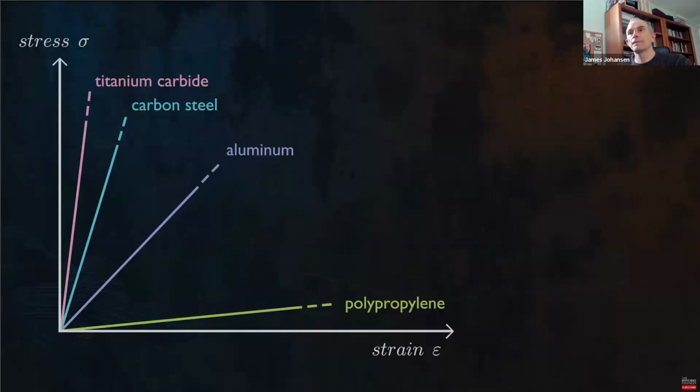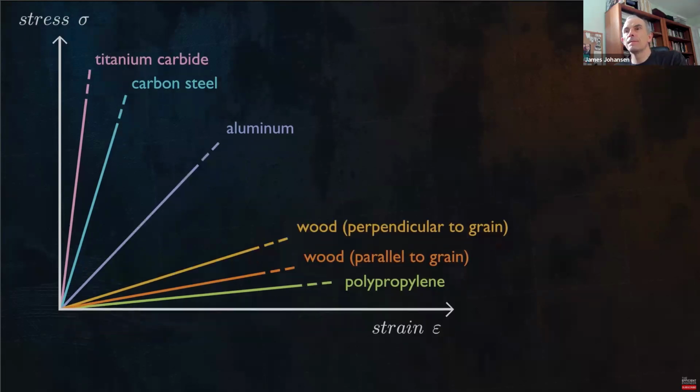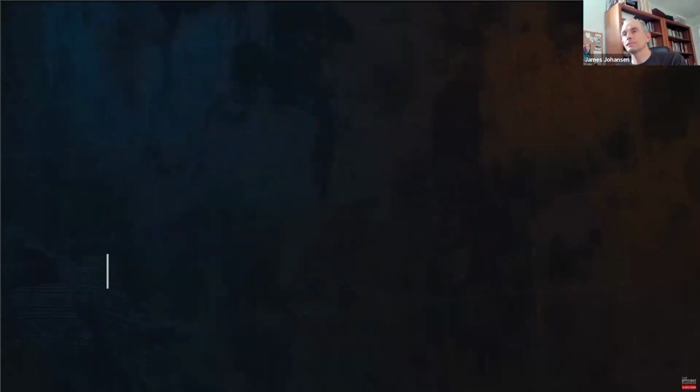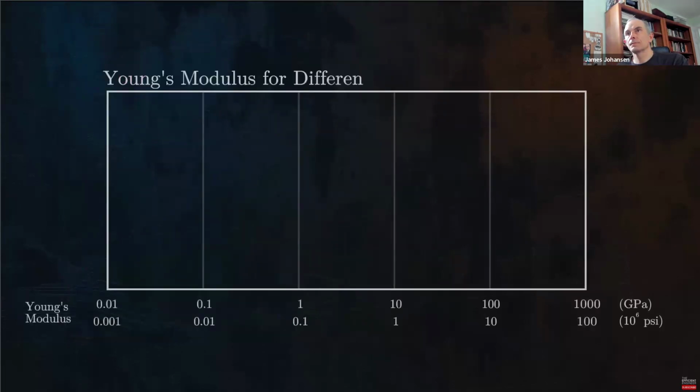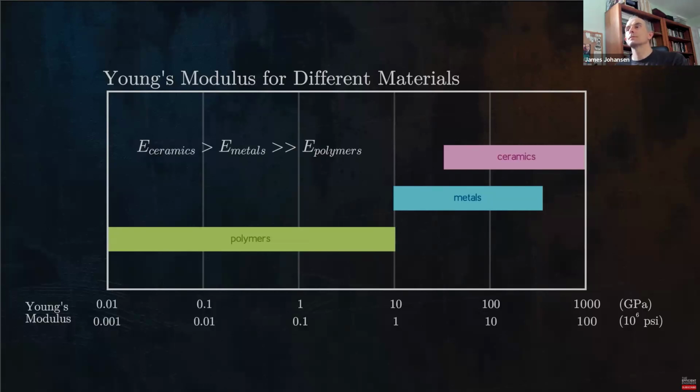For anisotropic materials like wood or composites such as carbon fiber, the value of Young's modulus will depend on the direction in which the load is applied. This graph shows the range of typical Young's modulus values for polymers, metals, and ceramics. In general, ceramics have higher values of Young's modulus, metals have slightly lower values, and polymers have much lower values.